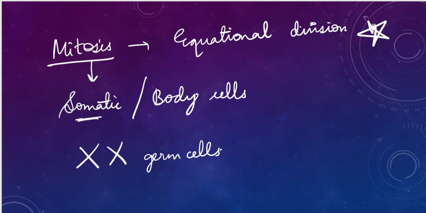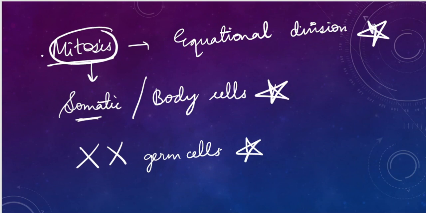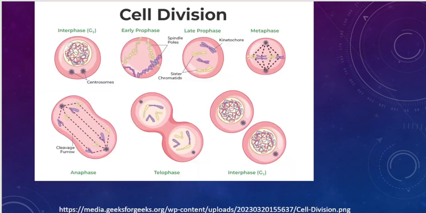This is an important point: it occurs in body cells. This is again an important point: it doesn't occur in germ cells. I hope the mitosis basics are clear. I will teach in detail, don't worry. This is not the end. We are going to speak in detail. For sure, I will teach you all these things, like what is interphase and all.